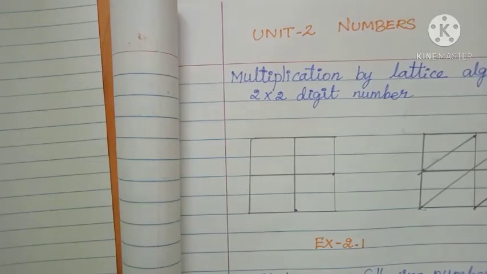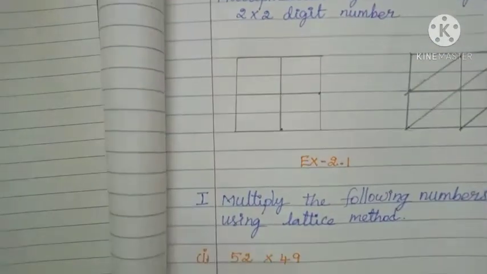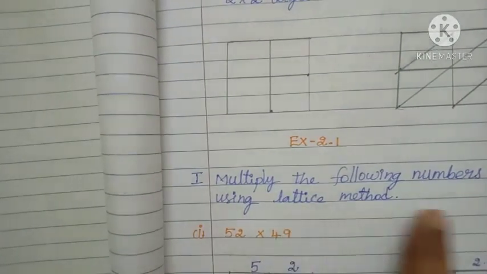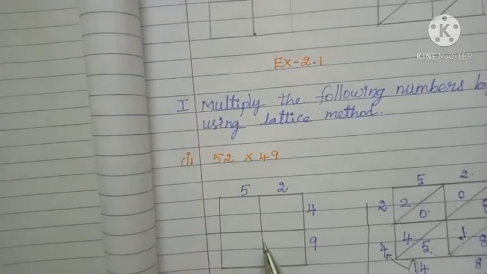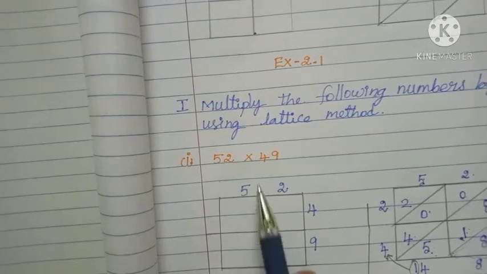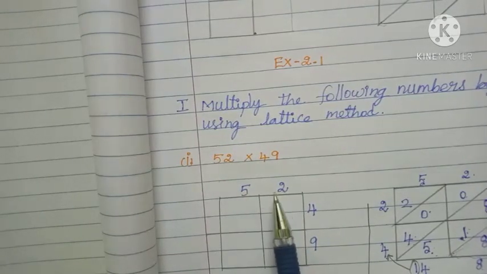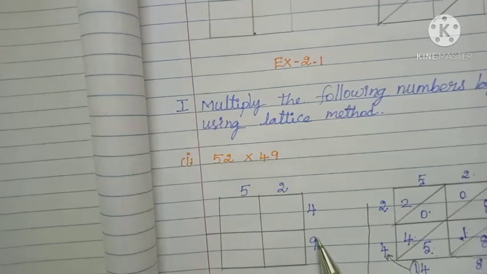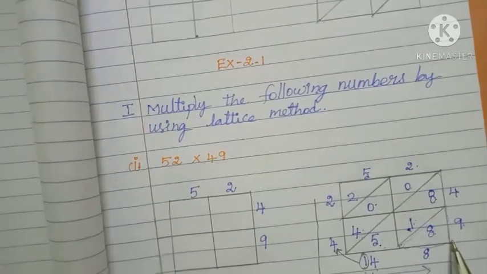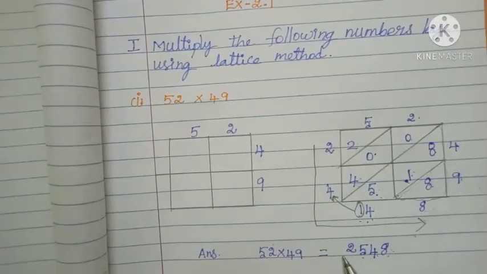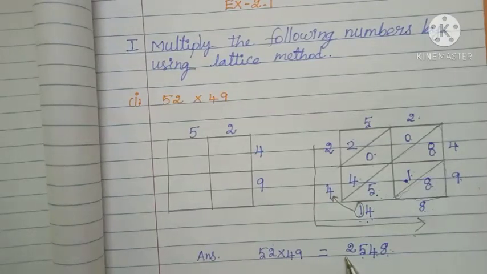Already you saw the first sum, completed in the last class. Exercise number 2.1: multiply the following numbers by using the lattice method. So, the two-digit numbers 52 and 49. Take four boxes. Arrange the numbers: first one on top, 52, 5 2, and 49, 4 9. You already know the method to do the multiplication. Then you find out the answer. Shall I move on now? Next one, sum 2.